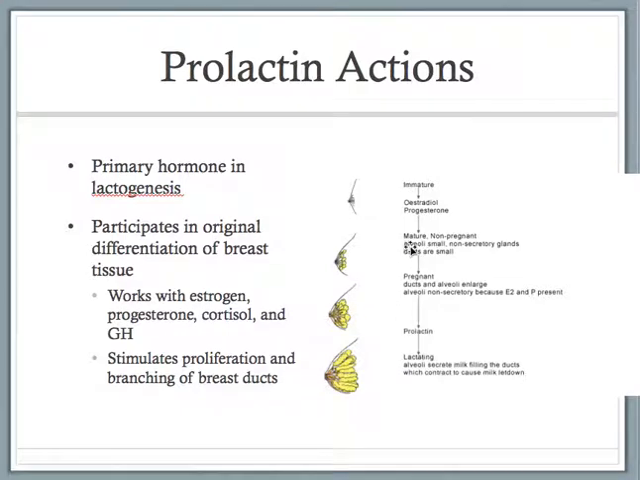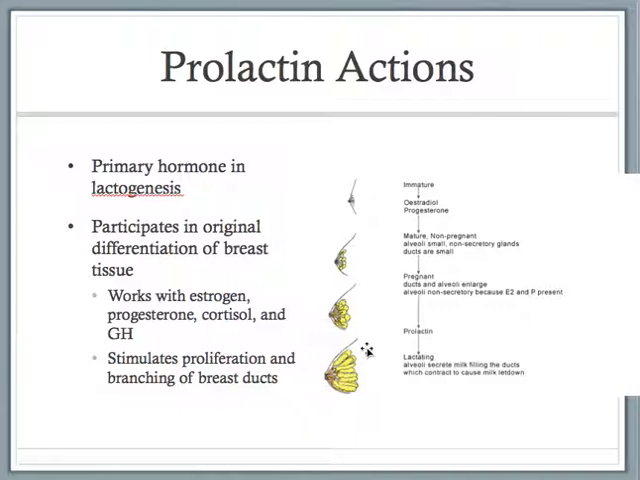Then after delivery, the hormonal sequela of delivery causes a huge amount of hyperplasia of these alveolar milk cells. So there's a huge amount of proliferation and branching of the breast ducts. This is what a lactating breast would look like versus a pregnant breast. So the breast size is going to go very, very high to accommodate the growth of all of these different ducts.